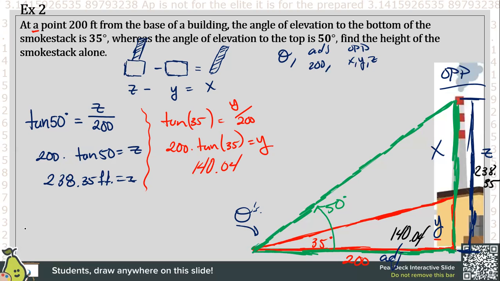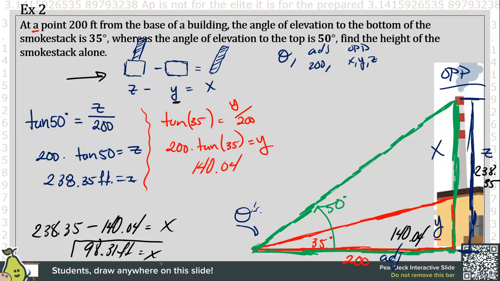As we mentioned before, we're going to find z, which is the entire length, 238.35, minus my length y of just the building, which is 140.04, and the difference will give me just x, the chimney. So in this case, the length is 98.31 feet for the smokestack. This right here is your solution. 98.31. Awesome.